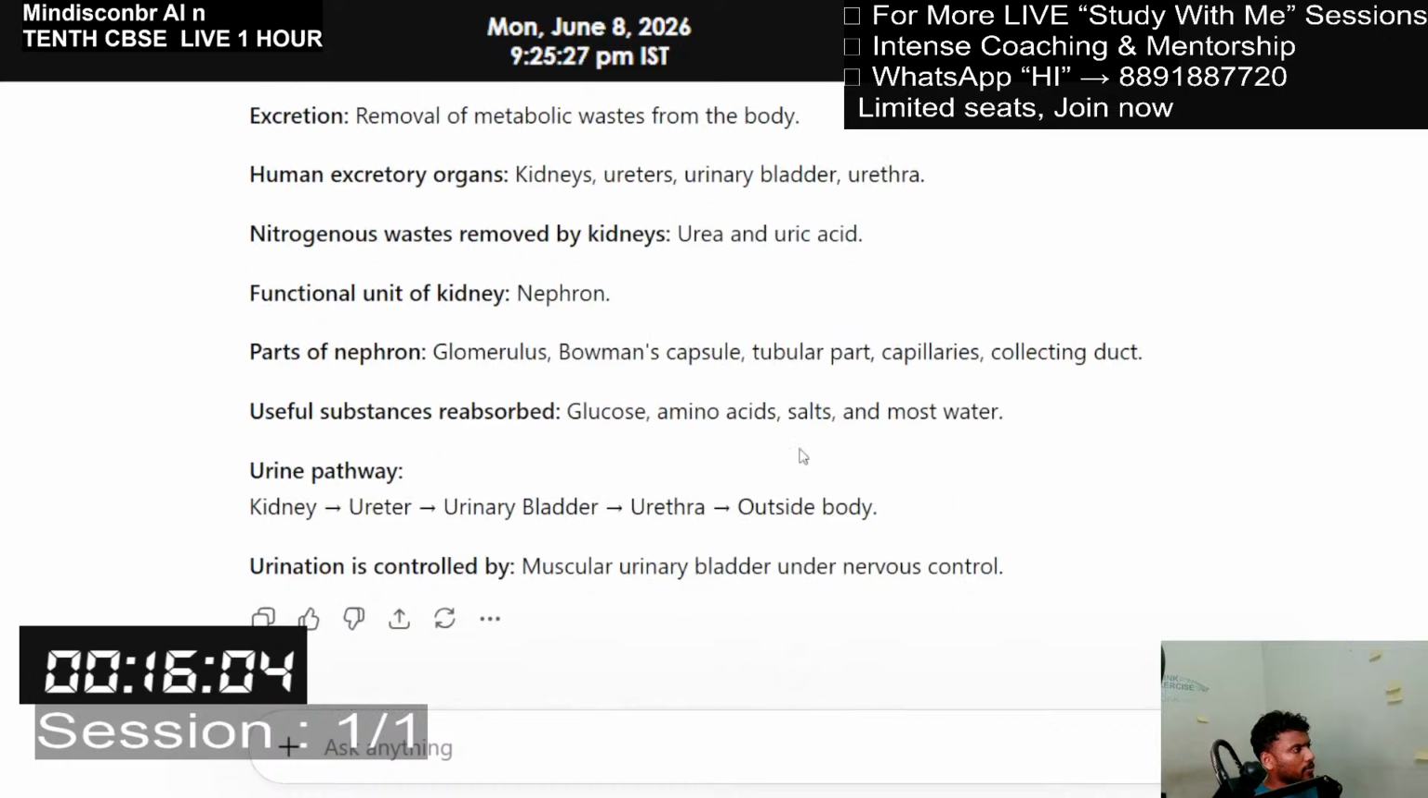Excretion: removal of metabolic wastes from the body. Human excretory organs: kidneys, ureters, urinary bladder and urethra. Nitrogenous wastes removed by kidneys: urea and uric acid. Functional unit of kidney: nephron. Parts of nephron: glomerulus, Bowman's capsule, tubular part, capillaries and collecting duct. Useful substances reabsorbed are glucose, amino acids, salts and most water. Urine pathway: kidney to ureter to urinary bladder to urethra to outside the body. Urination is controlled by the muscular urinary bladder under nervous control.